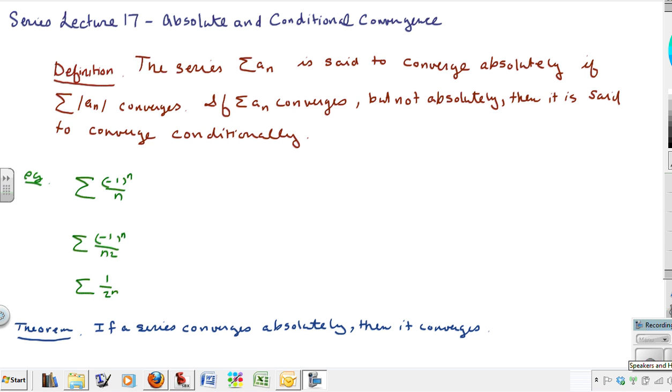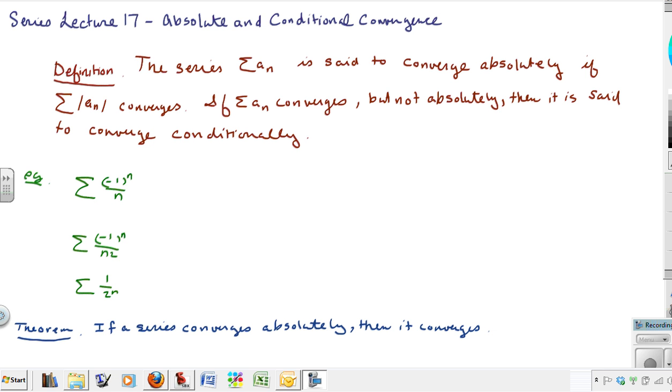So hello again. Welcome to lecture 17 on series. We're going to talk about absolute and conditional convergence here. This is going to be a pretty short lecture, but I want to get into the definitions of absolute and conditional convergence, and then we'll look at the ratio and root tests to test for it later on in another series lecture.